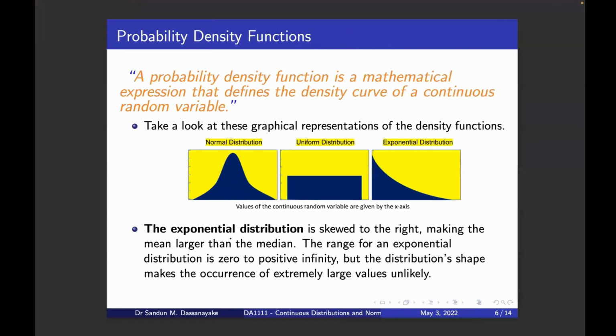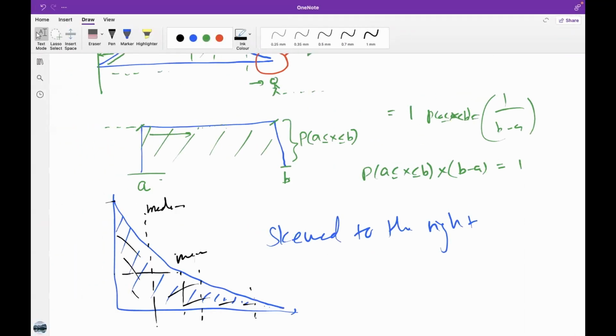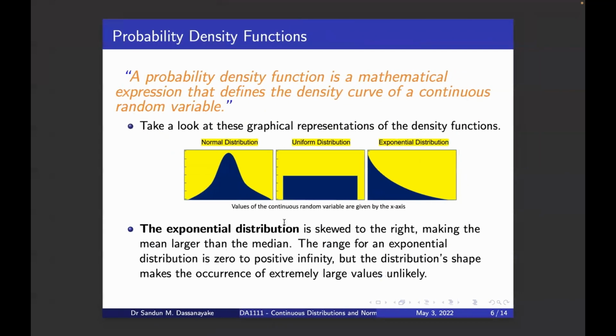So what does it say? It says the exponential distribution makes the mean larger than the median. So mean larger than the median means it's shifted towards this side, or in other words, when you think about the expected value of X, I think you have learned about that, the expected value of X is going to be larger than the median. So that's what it says, right?